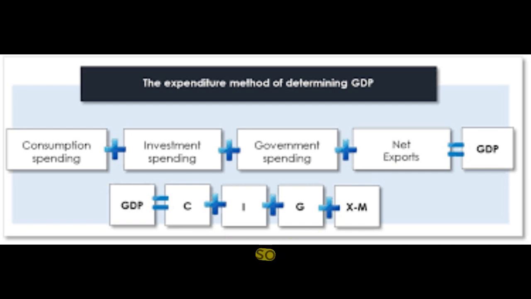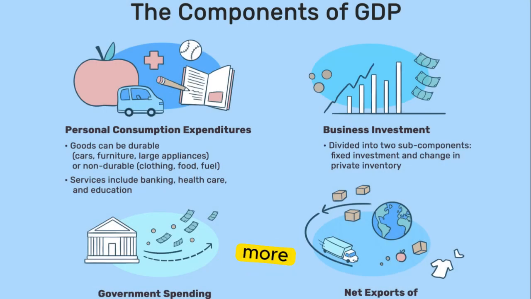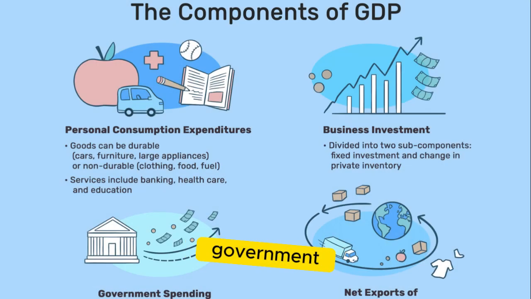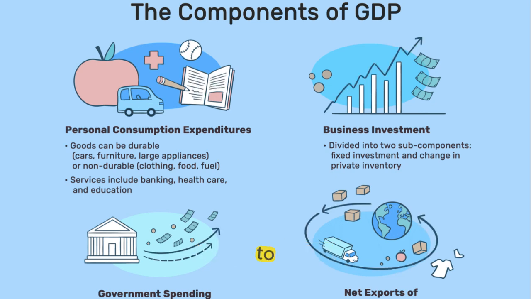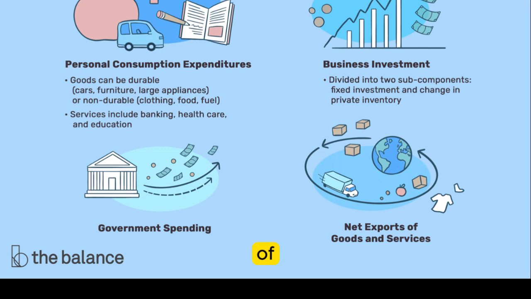Ah, okay. So spending aimed at creating more goods and services in the future. What about the government's role in all this? Government purchases include everything from teacher salaries and road construction to defense spending. It's a big chunk of overall expenditure. And finally, net exports. That's where international trade comes in. We subtract imports from exports to get that net impact of trade on GDP, right?